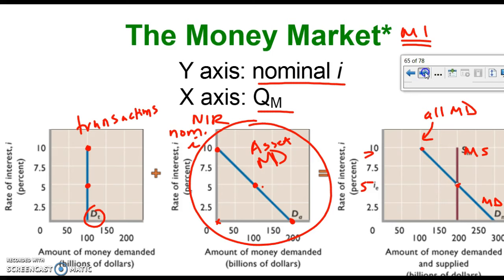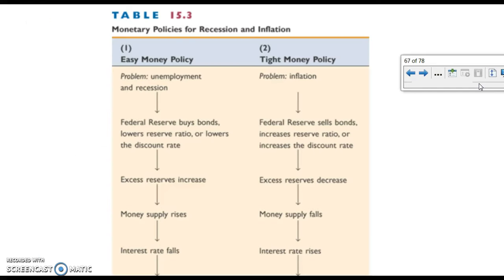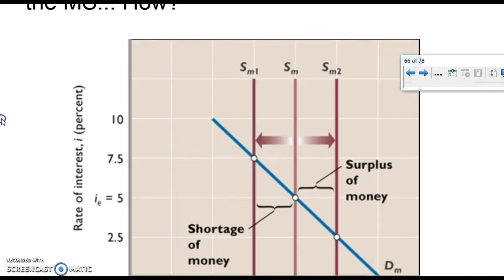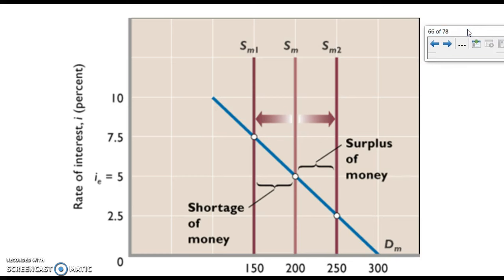So if we look at this next graph, this says the Fed causes shifts in the money supply. How do they do that? Well, we just learned about the ways the Fed causes shifts in the money supply, by looking at the Fed's monetary policy tools. So what is it that the Fed does? Well, for example, the Fed could raise or lower the reserve requirement, or the Fed could buy or sell bonds.